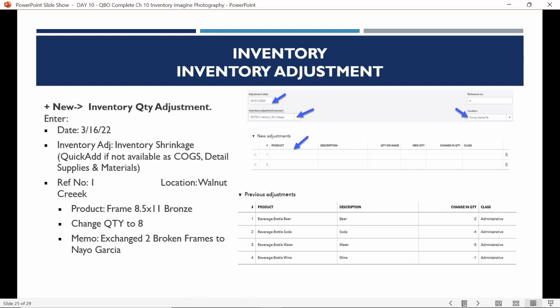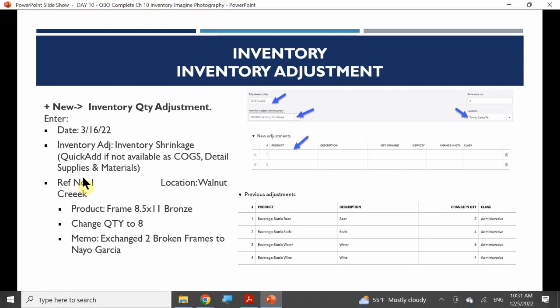Once again, it's going to be reference number 14. We're going to do the Walnut Creek location, and we're going to do the frame 8.5 by 11 for the bronze one. In this case, maybe you took out 2 of them to display in your shop. You can't sell the ones that you're displaying on your counter. So in this case, we're going to adjust the quantity to 8 because we're going to use those picture frames for display.